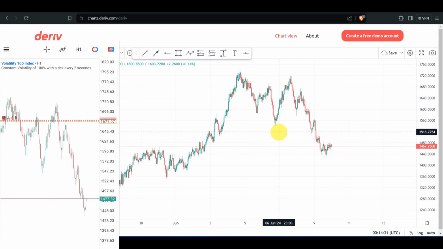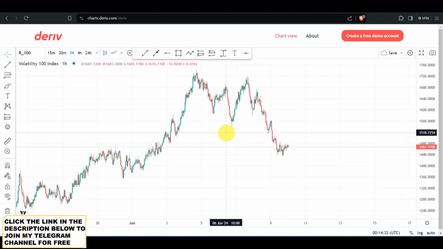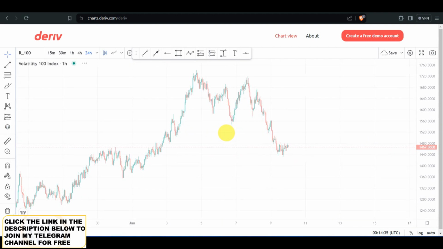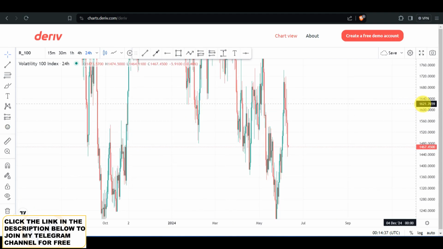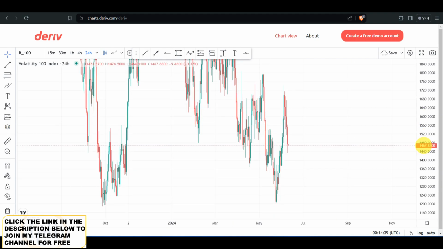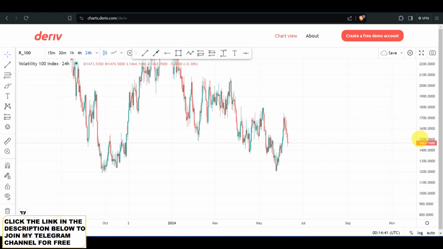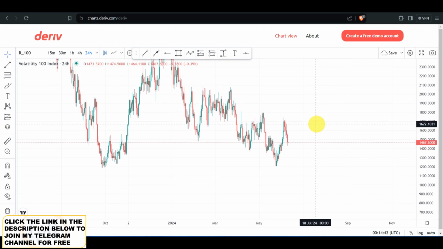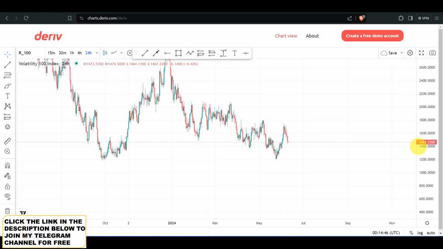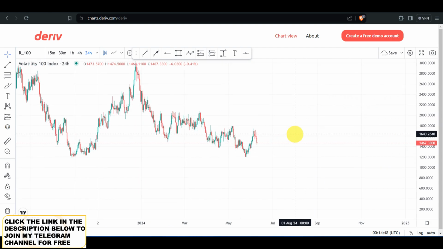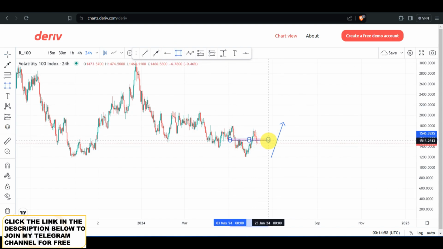Now the first thing that you have to do, of course, is go on the daily time frame. This is very important because on the daily time frame you will get a general outline of where this market actually is. Now on the daily time frame we can see that this market was moving in an uptrend direction. I say it was moving in an uptrend direction because the market, as you can see, did already break this level right here.